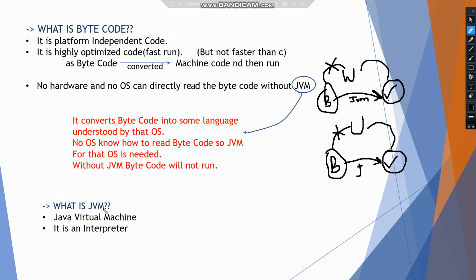Before moving on to the JVM, we will first study the interpreter. What is an interpreter? We all know about compilers, but we haven't studied interpreters yet. So I'll tell you about the difference between a compiler and an interpreter.